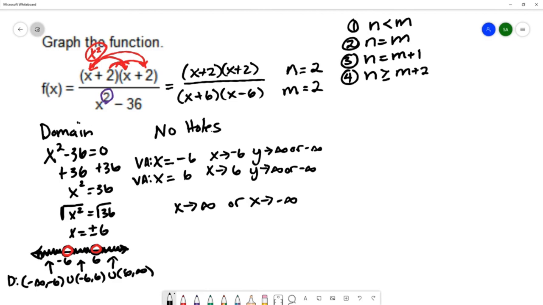So you can see that since we have the degree of 2 in both the numerator and denominator, we're in the second case where the 2 are equal to each other.